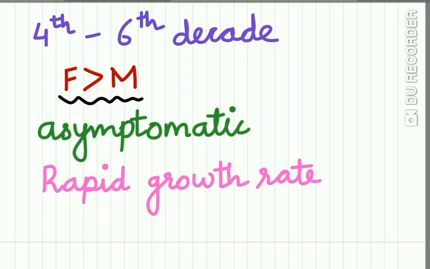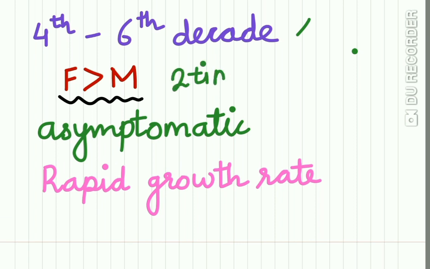The clinical features: it mostly occurs during the 4th to 6th decade of life, and females are 2 times more affected than males. Most of the cases are asymptomatic, but the tumor has a rapid growth rate.